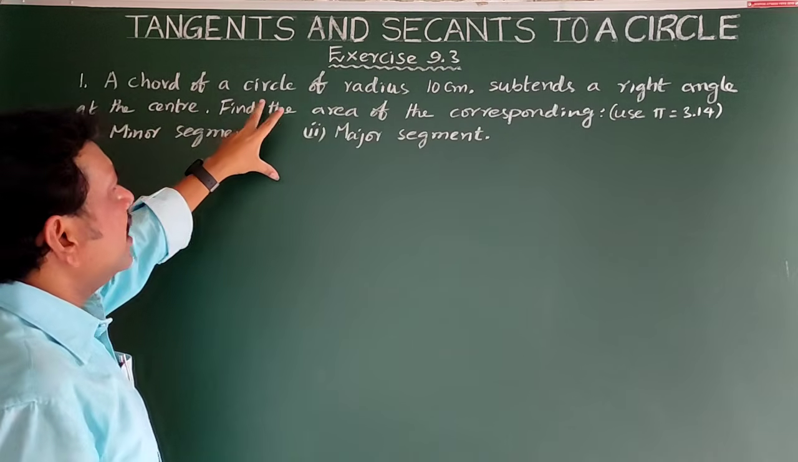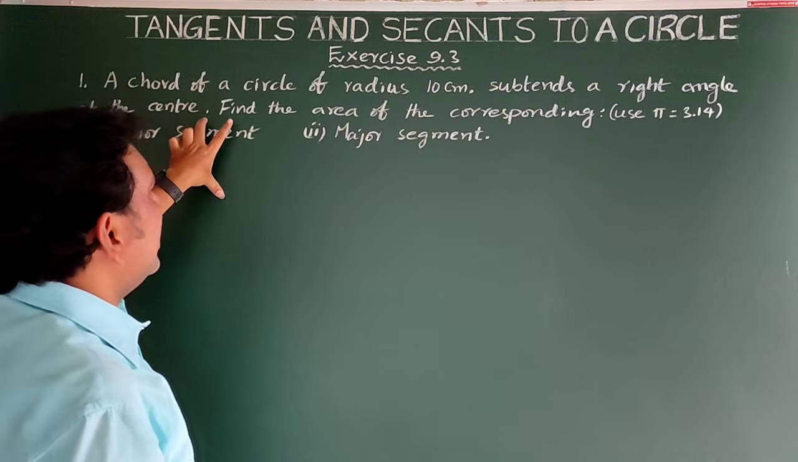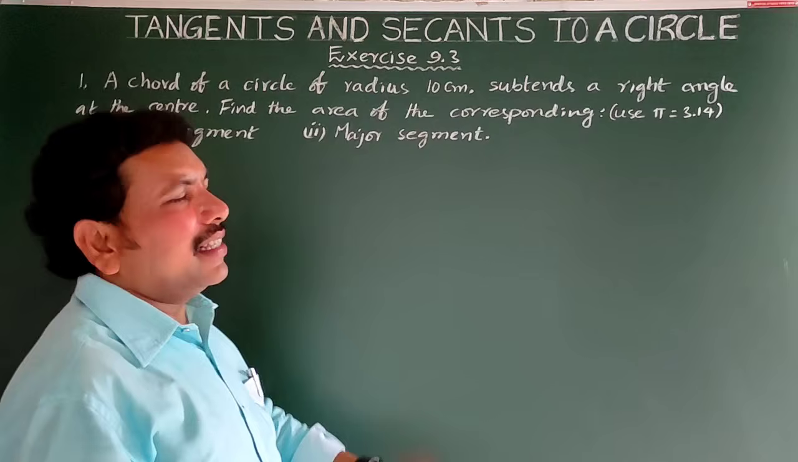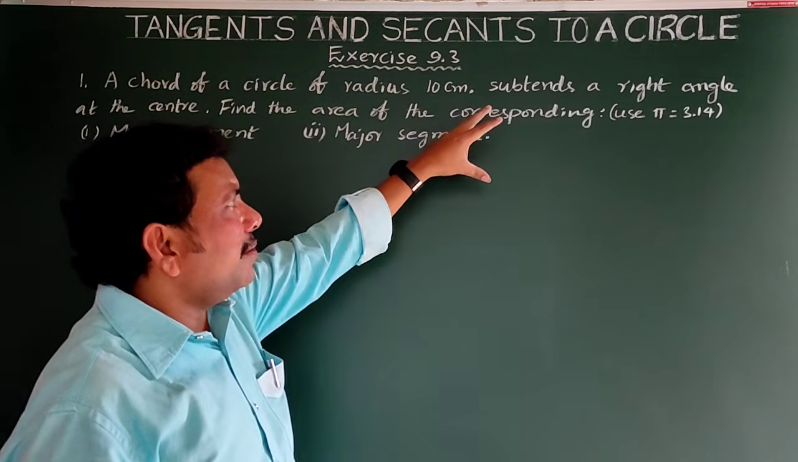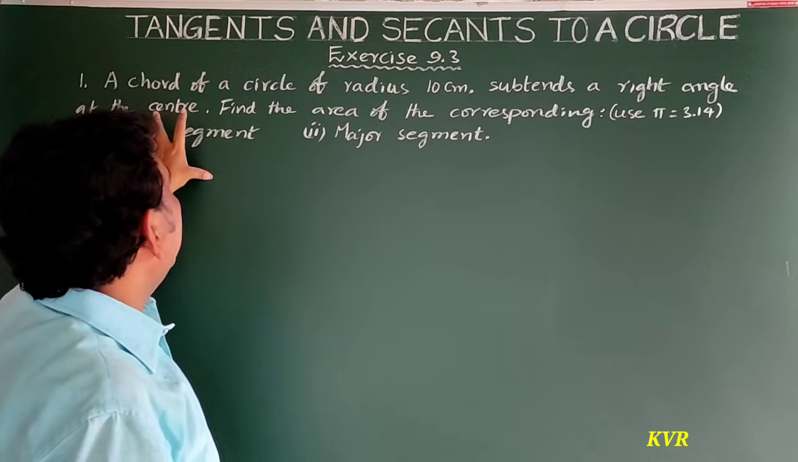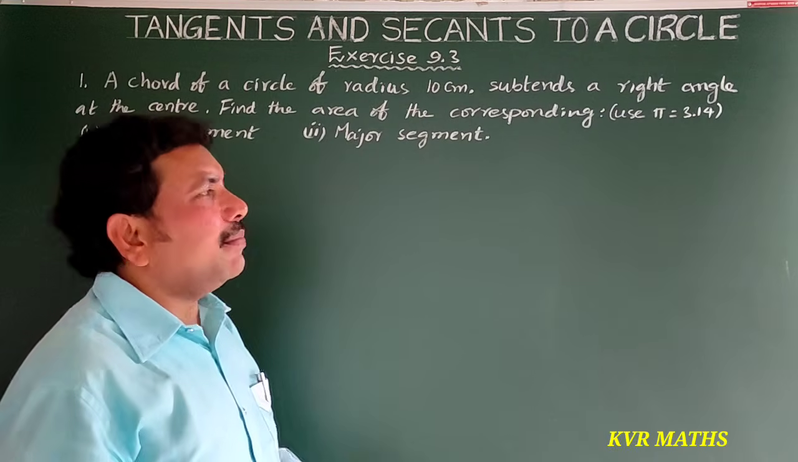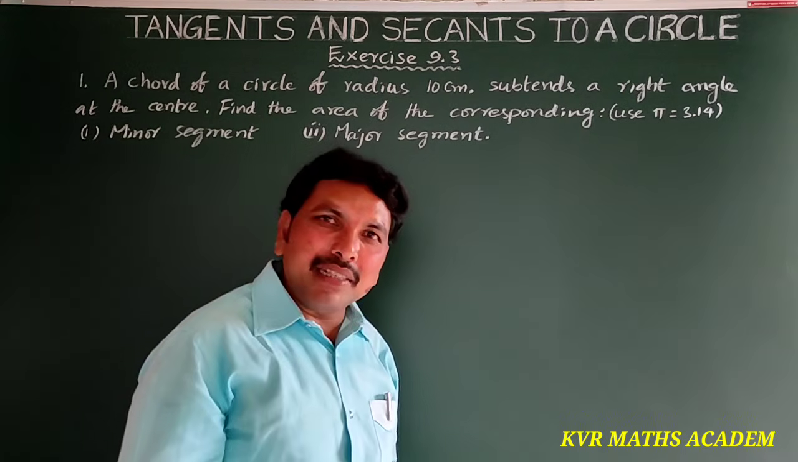A chord of a circle of radius 10 cm subtends a right angle at the center. Find the area of the corresponding minor segment and major segment. Do you know the meaning of minor segment and major segment?